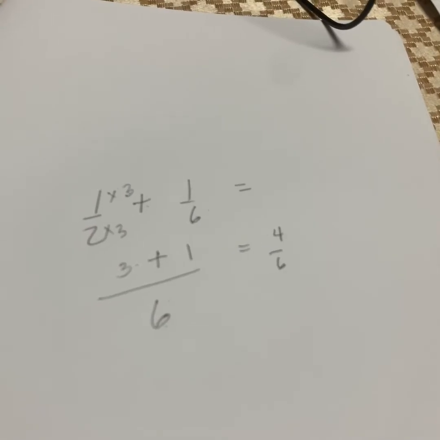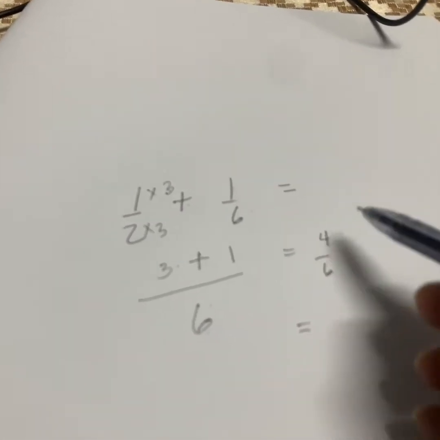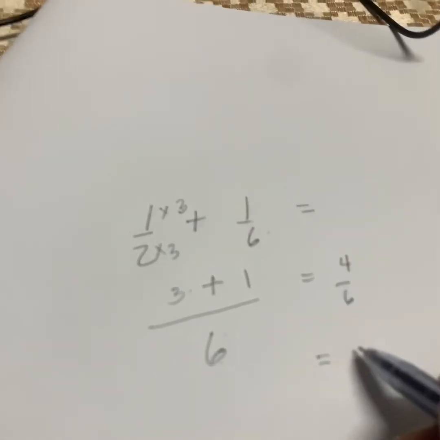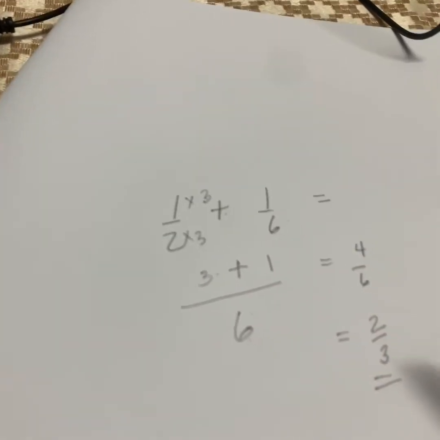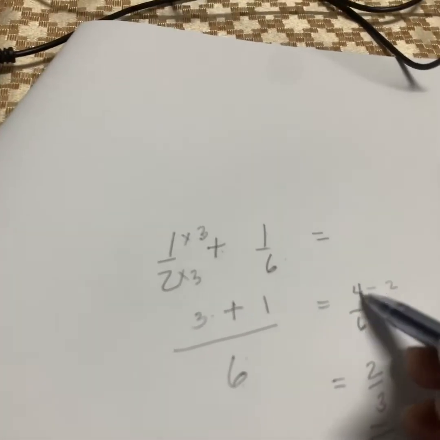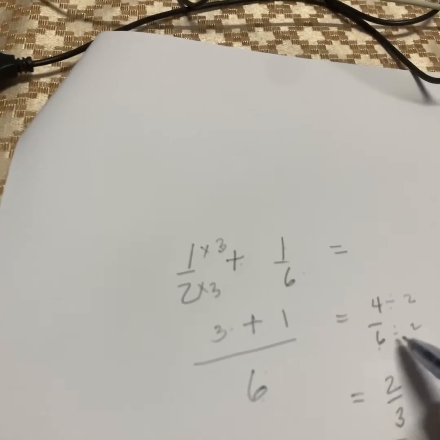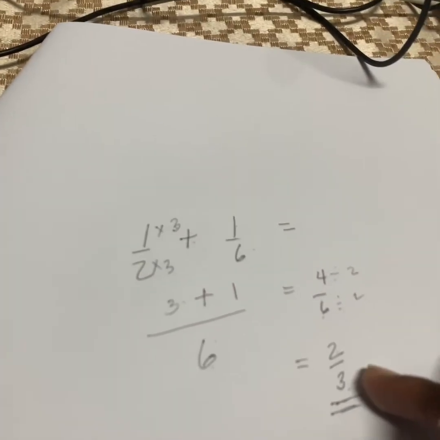Alright, in fractions we don't leave answers like that, we have to simplify. So we can simplify this and we are left with 2/3. How do we simplify? We divide this by 2, divide this by 2. 4 divided by 2 is 2, 6 divided by 2 is 3. So we cannot do anything more to this number, so this becomes your answer.